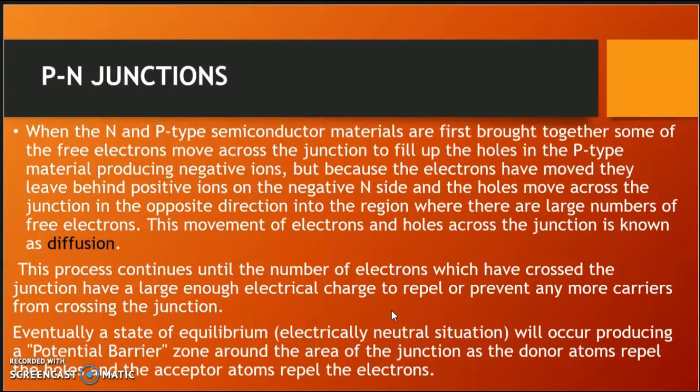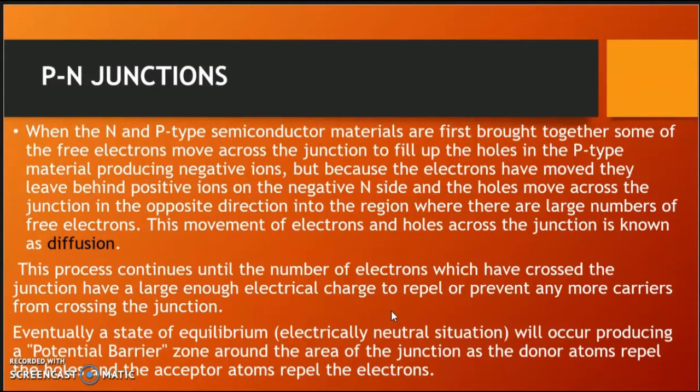So after these electrons and holes have moved to their opposite semiconductors, there is equilibrium. It gets to a point where the charge on the opposite sides of the semiconductors becomes large enough that they tend to repel or prevent more carriers from entering.